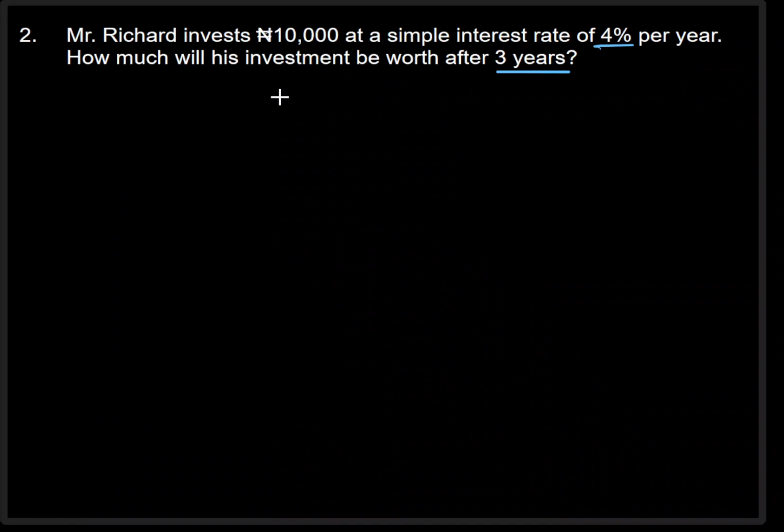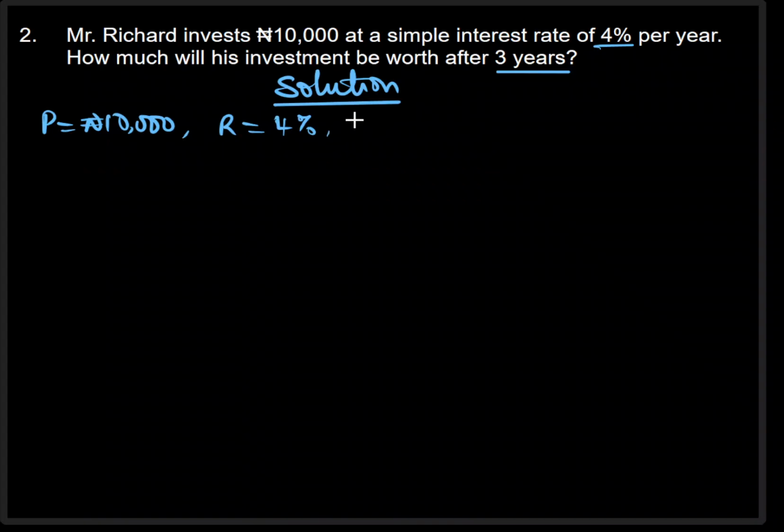All right, so let's see. That means we are looking for amount. All right, so let's see what we have. Our principal equal to 10,000 naira. Then our rate equal to 4%. Then our time will be equal to 3 years. And what else? We are looking for amount.